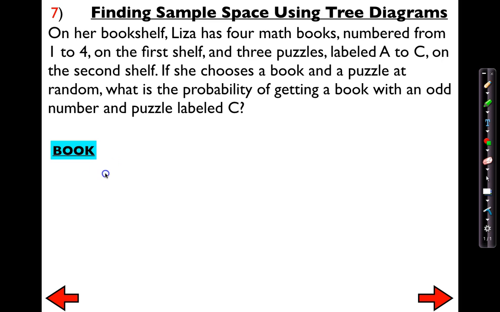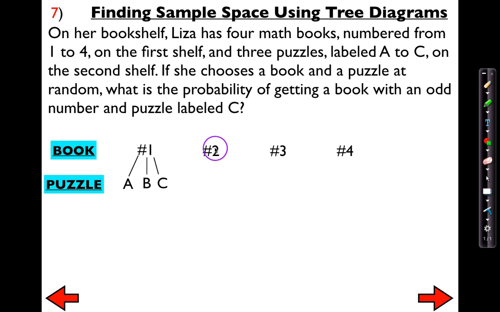So first we know that she has some math books, right? We have math books anywhere from 1 to 4. But not only does she have math books, she has puzzles. She has puzzles labeled from A to C, meaning there's A, B, and C. So I'm going to go ahead and create a tree diagram and say if she picked book 1, she might have chosen puzzle A, puzzle B, or puzzle C. If she chose book 2, she could have chosen puzzle A, B, or C. And I'm going to repeat this for each book.